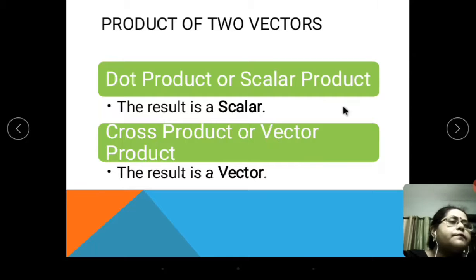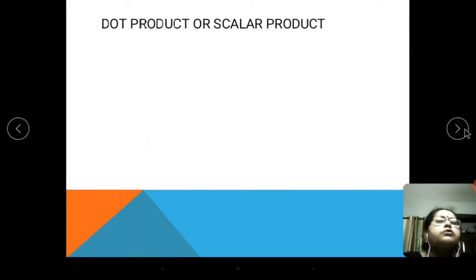We may wonder why we need two kinds of products, and why two vectors are giving a scalar. But these definitions are actually motivated by physical or real life applications, which we will discuss a little later after defining the scalar product or dot product.